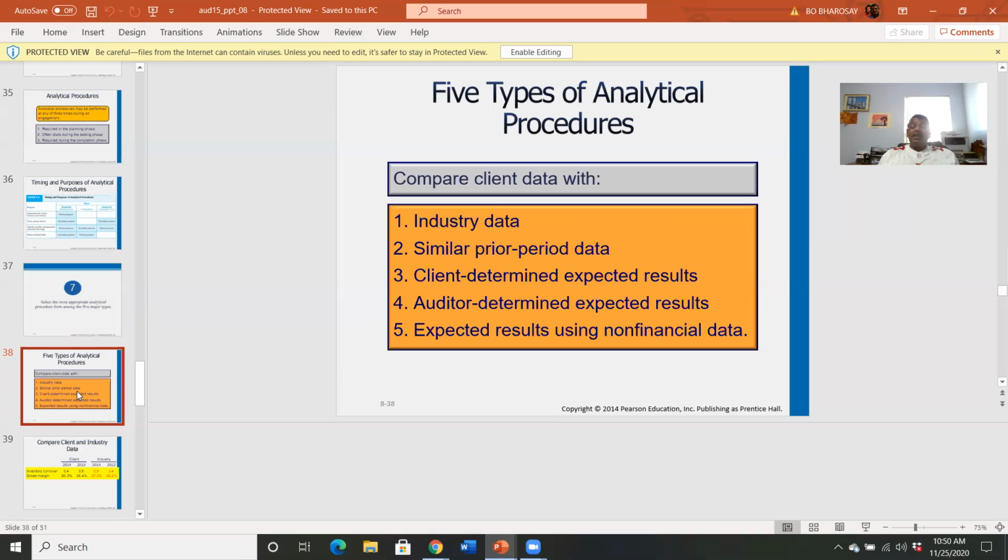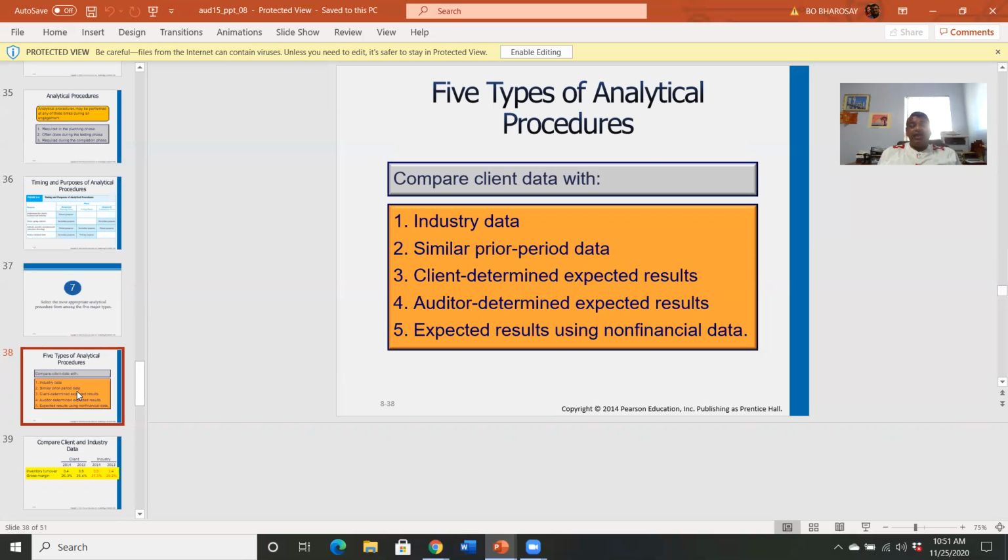2, we compare the client data with similar prior period data. We look at the 2019 financial statements, and the client is showing a 50% increase in sales over 2017 and 2018. We need to understand, is that an error, or why is that so? Probably they're implementing a new marketing plan that is working very well, but we see an area of unusualness. We need to understand why that unusualness occurred.